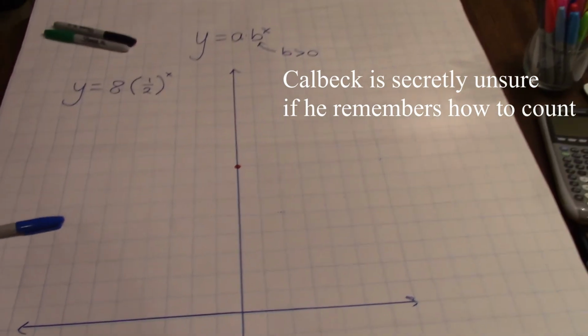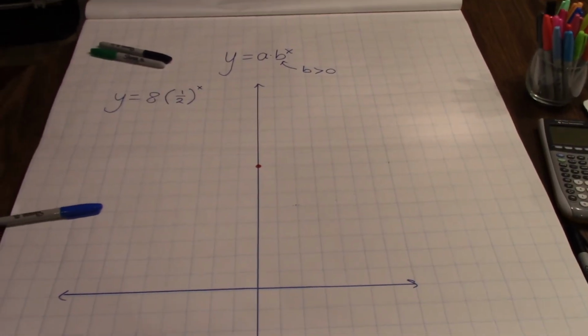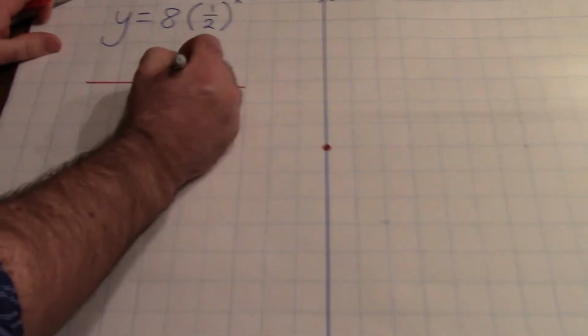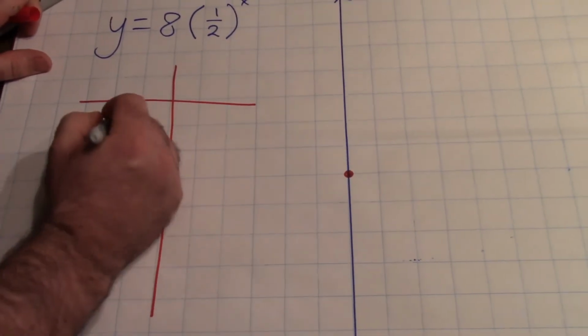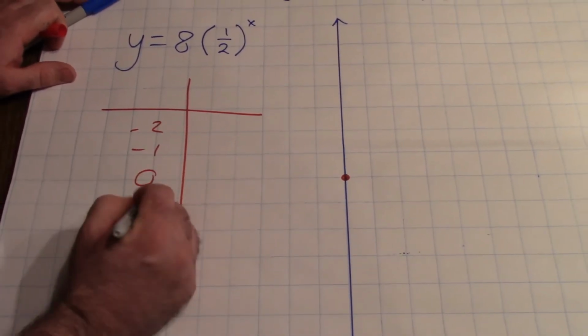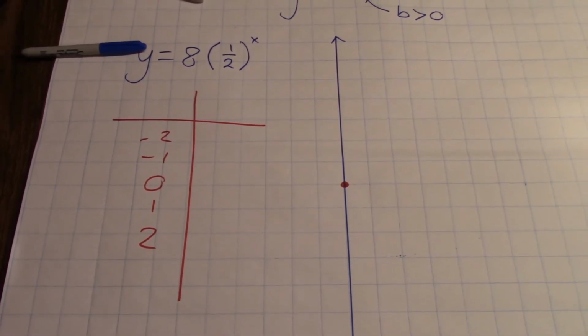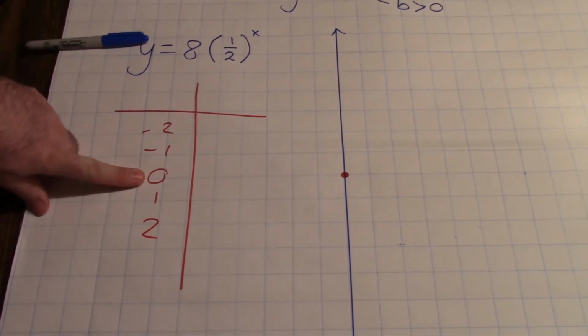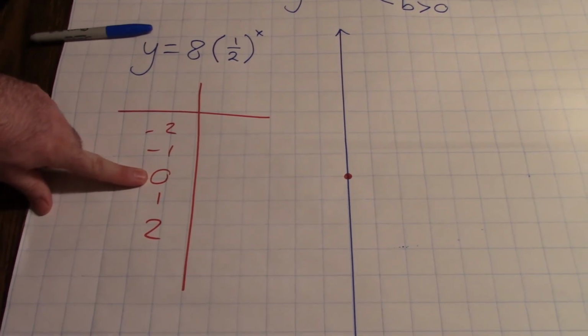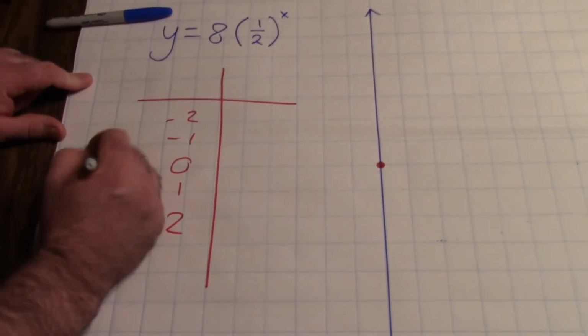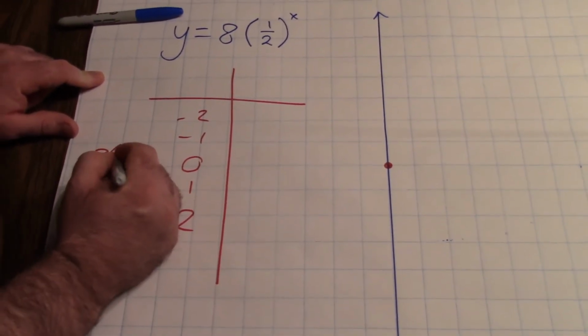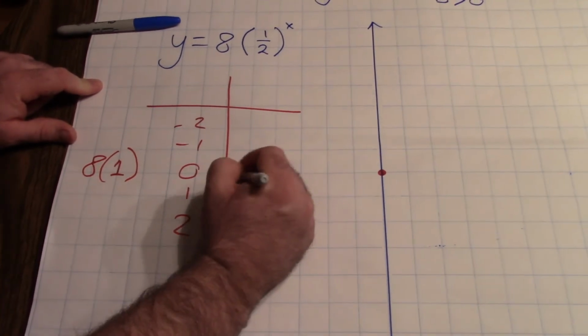All right, now let's see what happens if we make a table. Same as last time. We've got -2, -1, 0, 1, and 2. If I plug 0 in, well, anything to the 0 power is, do you remember? 1. Good job. So I have 8 times 1/2 to the 0 power, which is just 1. So this is 8, which we already plotted.